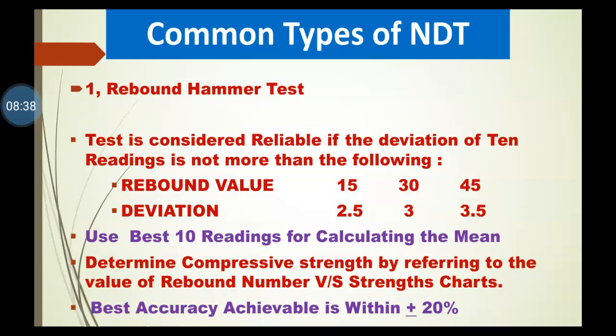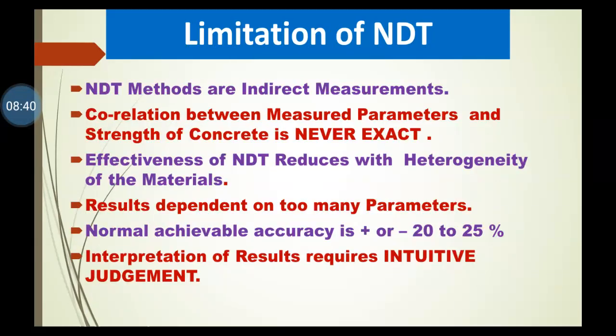So what are the limitations or the advantages of this method? First, this Schmidt hammer provides an inexpensive, simple and quick method of obtaining an indication of concrete strength. The results are affected by some factors such as the smoothness of the surface, size and shape of the specimen, moisture condition of the concrete, type of cement and coarse aggregate, and the extent of carbonation of the surface. So there are certain limitations in this method, as it can be affected by some exterior or heterogeneous materials. The result depends on too many parameters, as I explained.